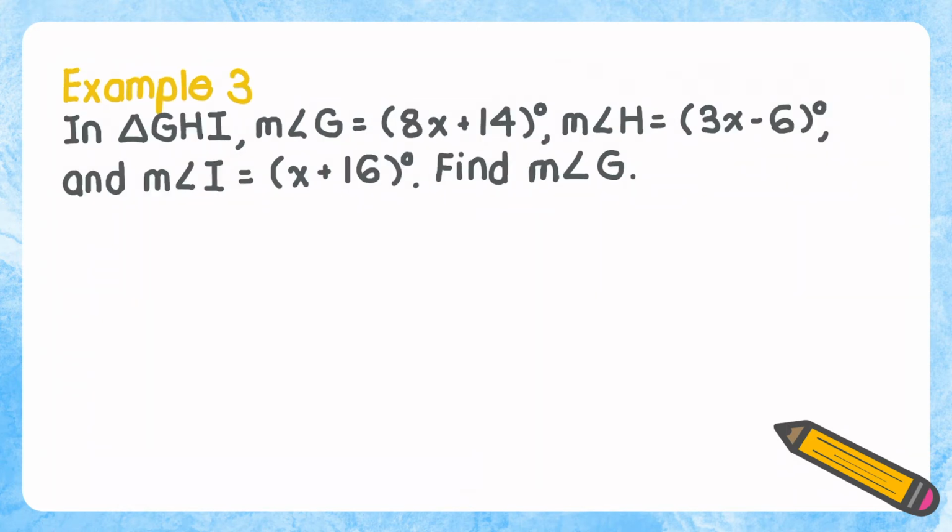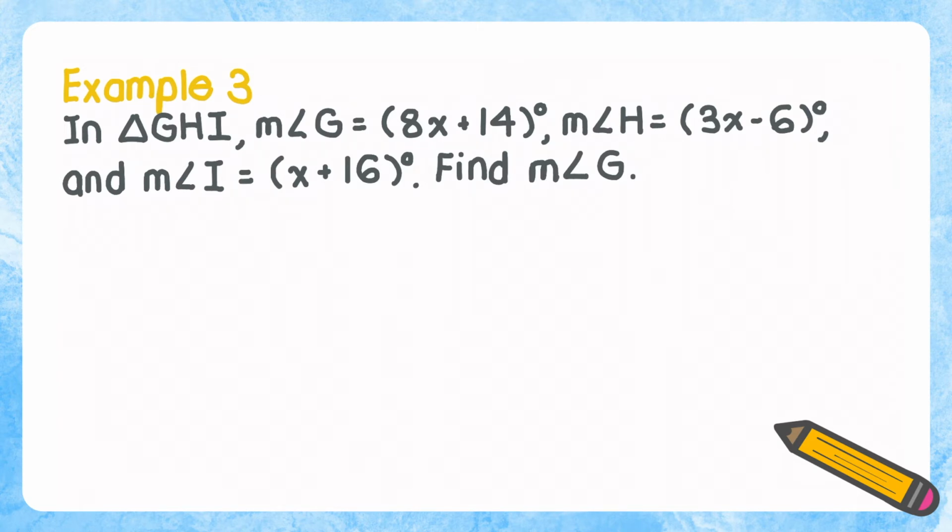So this example is a little bit different because we actually have to draw out the triangle. And I wanted to walk through an example like this because you'll be seeing similar problems on Delta Math. So let me read it aloud first. In triangle GHI, the measure of angle G equals 8x plus 14 degrees. The measure of angle H equals 3x minus 6 degrees. And the measure of angle I equals x plus 16 degrees. And we are going to find the measure of angle G.